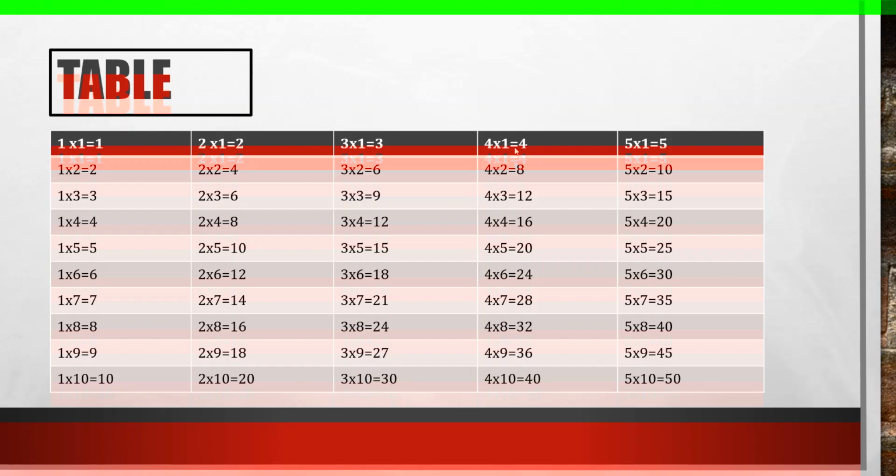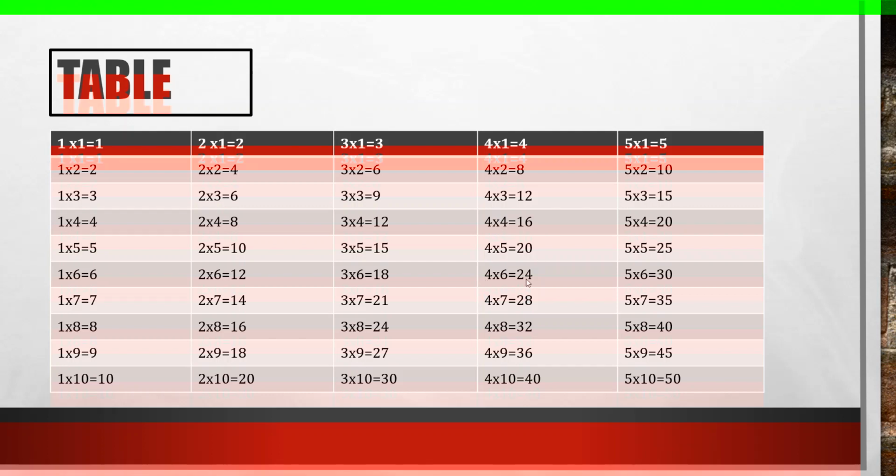Next, who can read the table 4? Yes, you can read the table number 4. 4 times 1 is equal to 4. 4 times 2 is equal to 8. 4 times 3 is equal to 12. 4 times 4 is equal to 16. 4 times 5 is equal to 20.